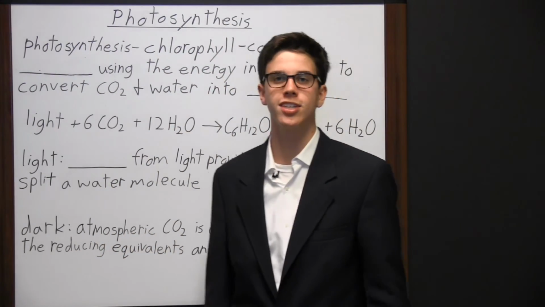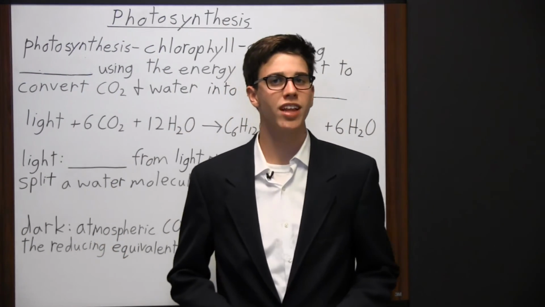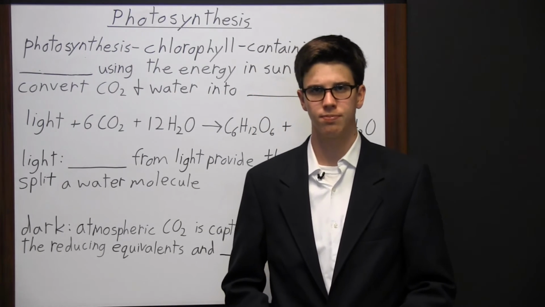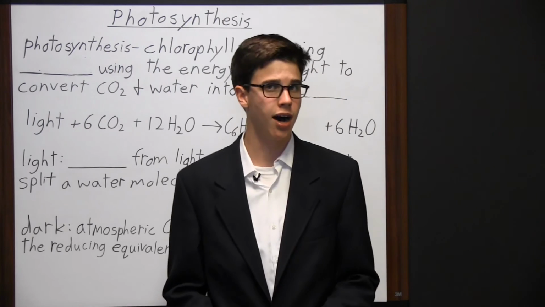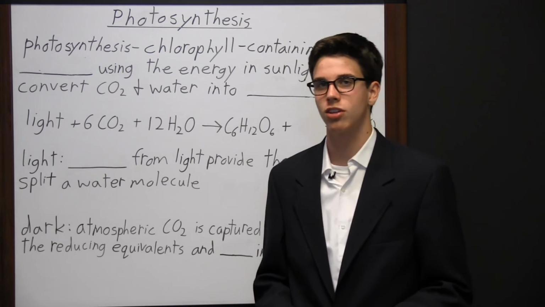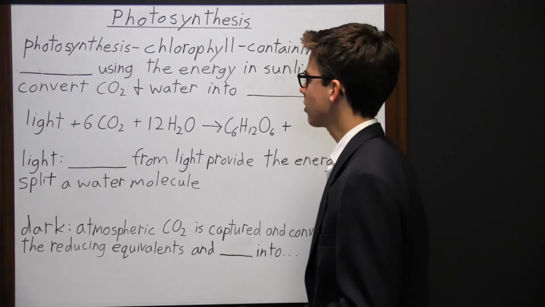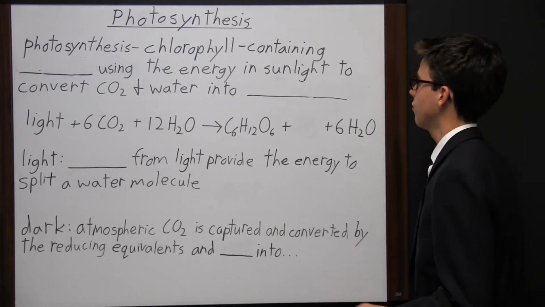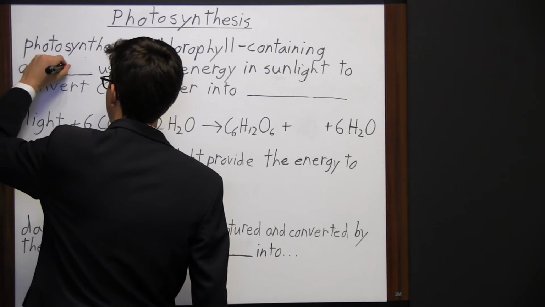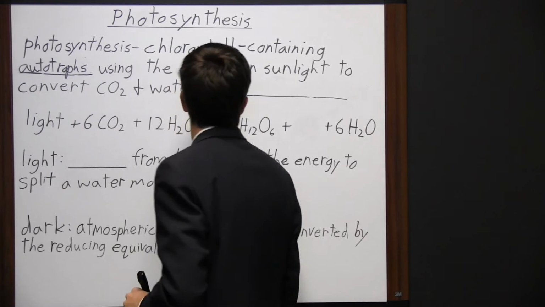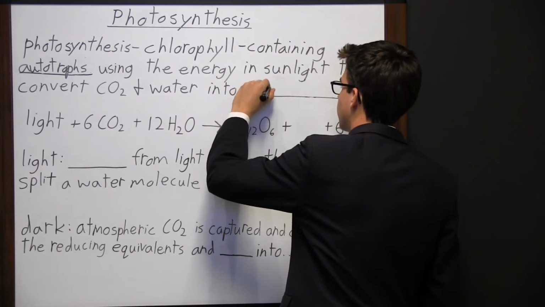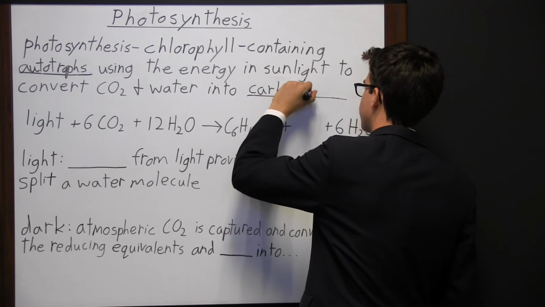Photosynthesis can basically be described as the process by which plants use the energy from the sun to produce food for themselves. But we're going to take a look at a more complex definition of photosynthesis, and we're going to take a look at what the reaction actually looks like that makes that happen. So photosynthesis is chlorophyll-containing autotrophs using the energy in sunlight to convert carbon dioxide and water into carbohydrates.